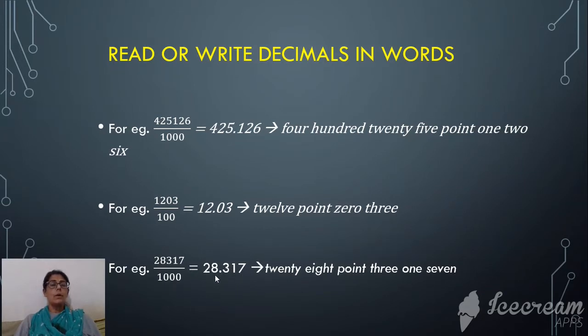So what number have we got here? 28.317. So we have to read it that way only. The whole number we read as it is, 28, then decimal point and 3 1 7. Understand? How we have to read, that way only we have to write in the decimal. 28.317.